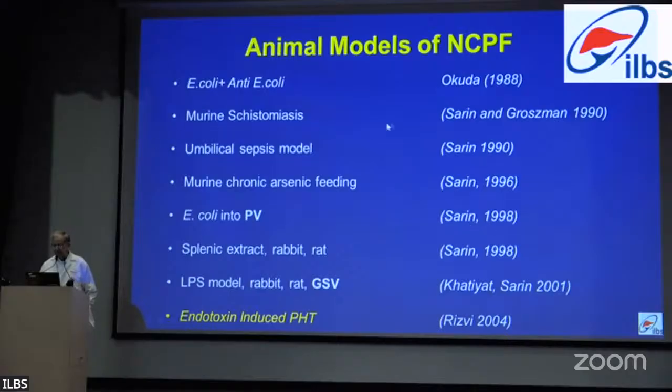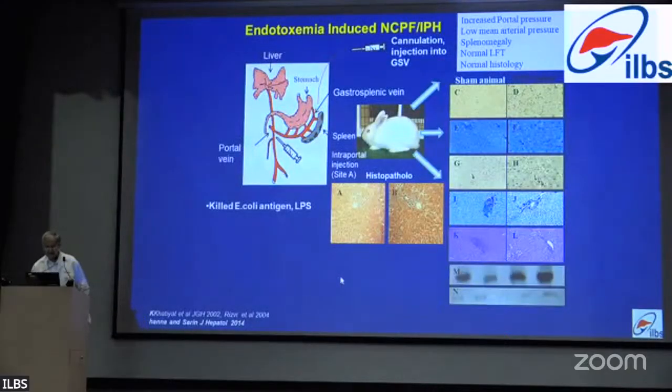But before that, we developed the schistosomiasis model in a murine model, the umbilical sepsis model, and the murine chronic arsenic feeding model. Splenic extracts were taken out and given directly through the portal vein or superior mesenteric vein into rabbits and rats. We developed an LPS model, and this was very interesting. A rabbit, rat, and gastrosplenic vein, and then endotoxin-induced portal hypertension. To me, the best model is endotoxin-induced portal hypertension.